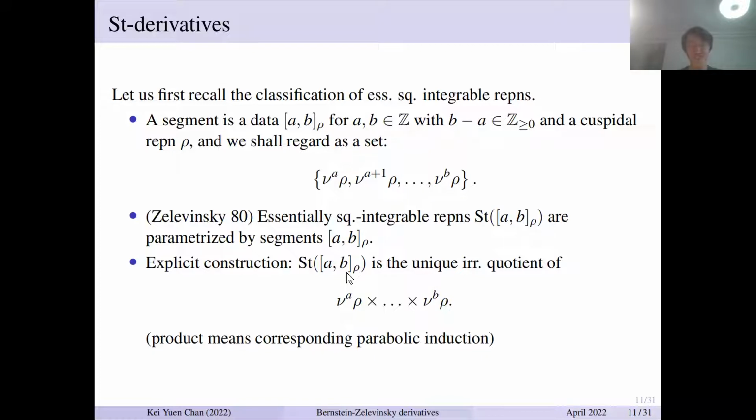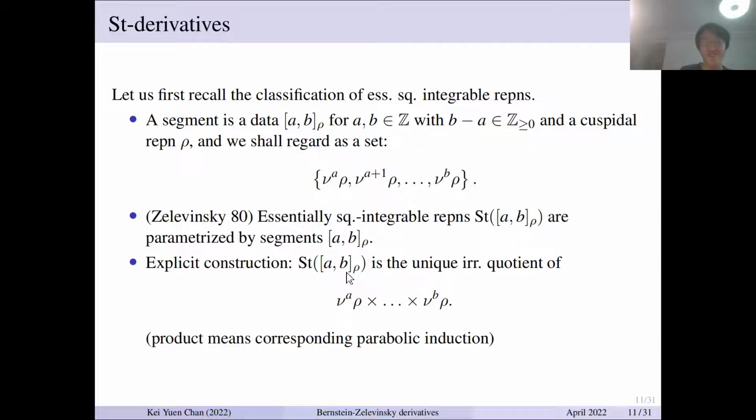For that reason, I have to recall the classification of the essentially square-integrable representations. Those can be classified by something called segments, some combinatorial data. The segments contain three things: a, b, and ρ.